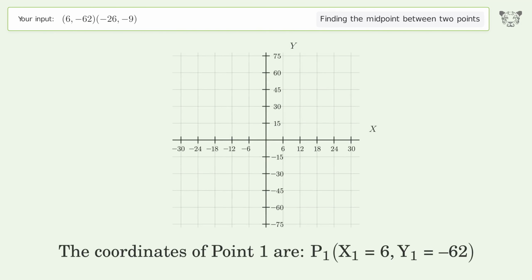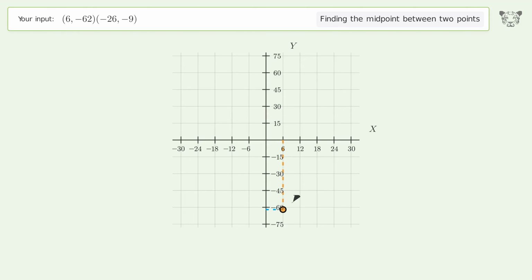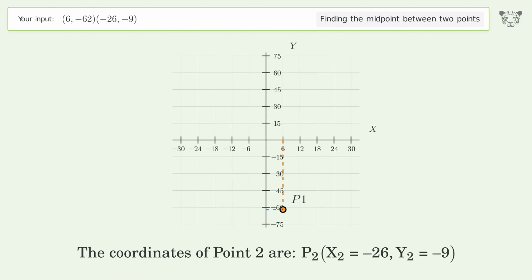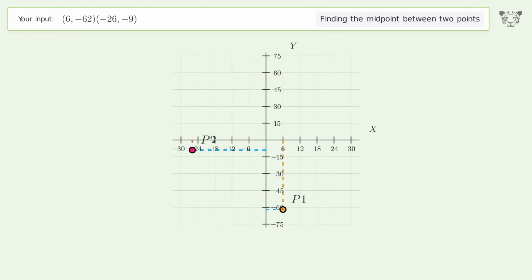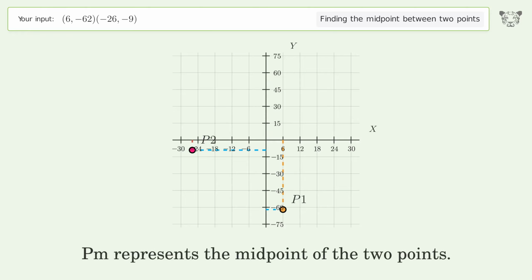The coordinates of point 1 are x1 equals 6, y1 equals -62. The coordinates of point 2 are x2 equals -26, y2 equals -9. PM represents the midpoint of the 2 points.